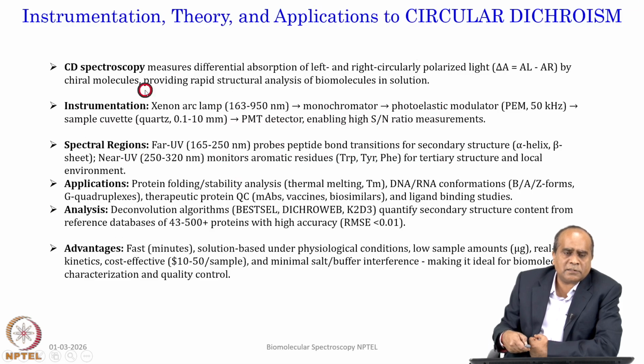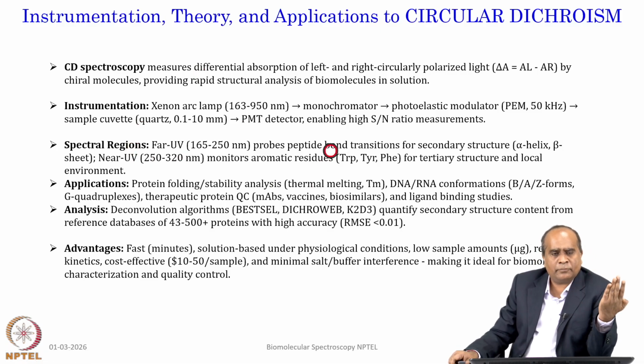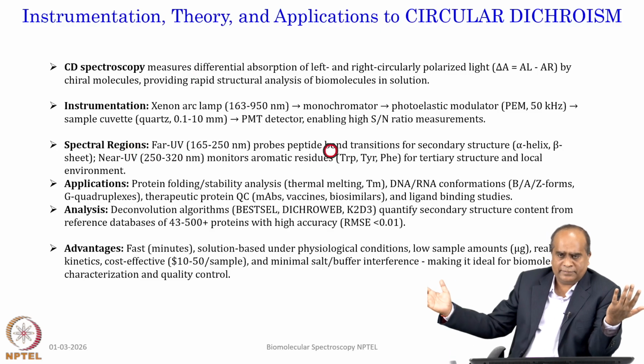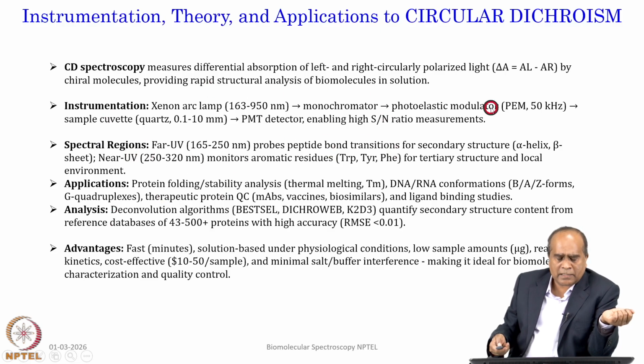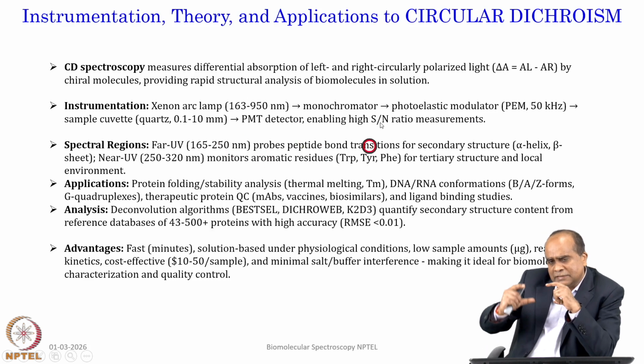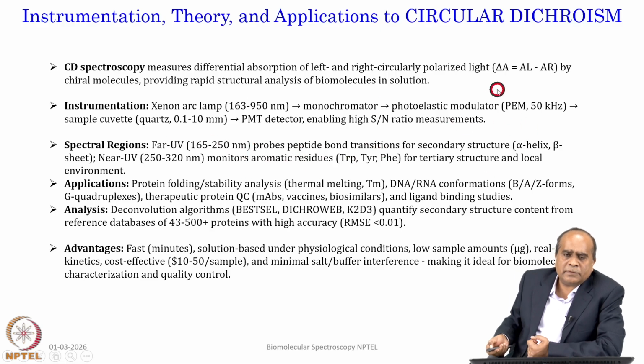Now, the spectral region. If you remember, in UV visible we said that protein can absorb between 170, 180 to 250 for the secondary structure. So, one can probe this far UV region of 165 to 250, where the transition happens essentially from the peptide bond. That peptide bond differentially folds to form a secondary structure, whether helix, sheet or random coil, which gives you an idea of what kind of structural elements are there.